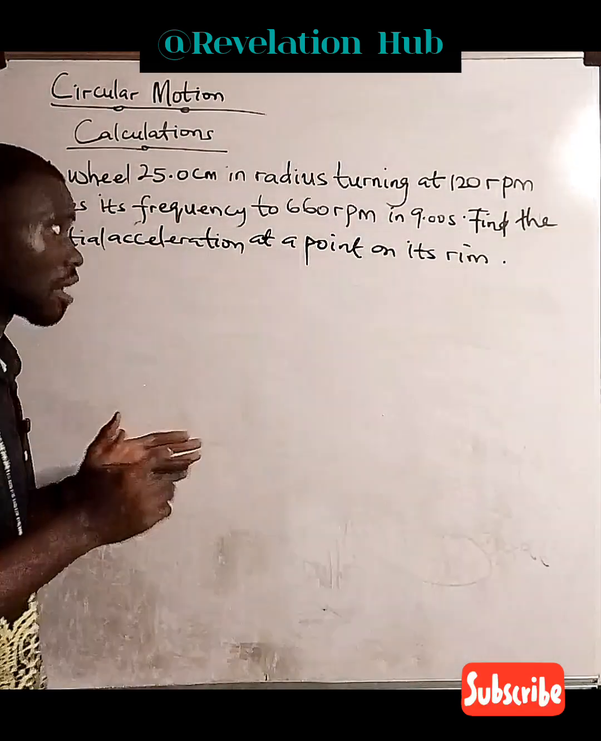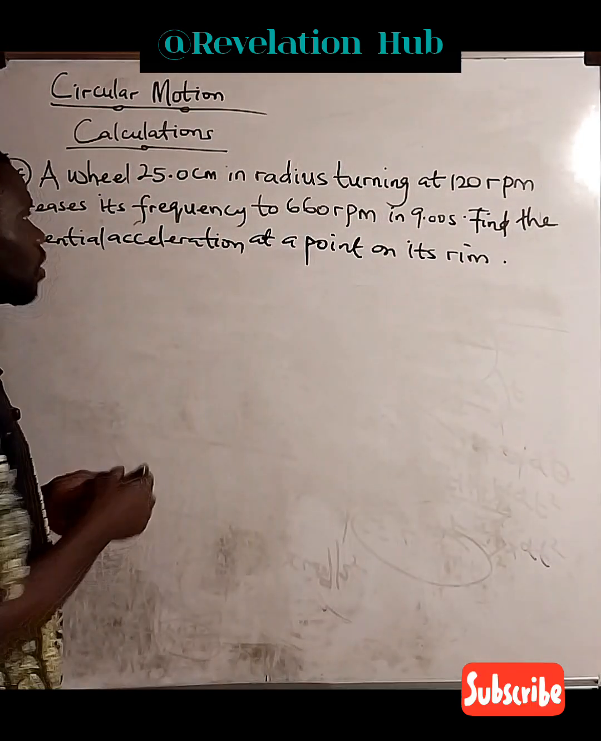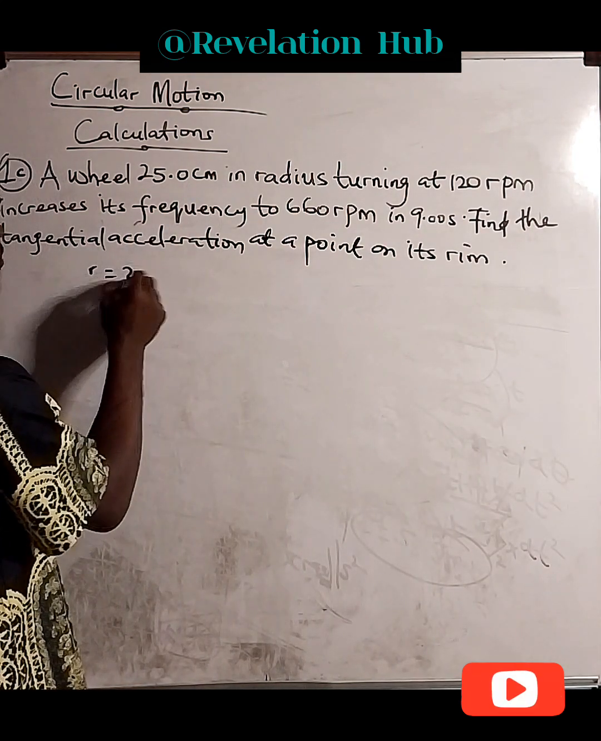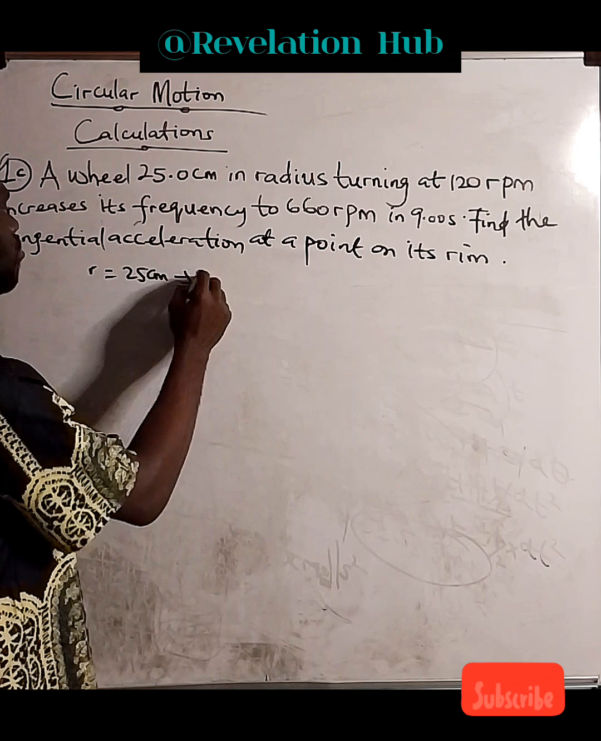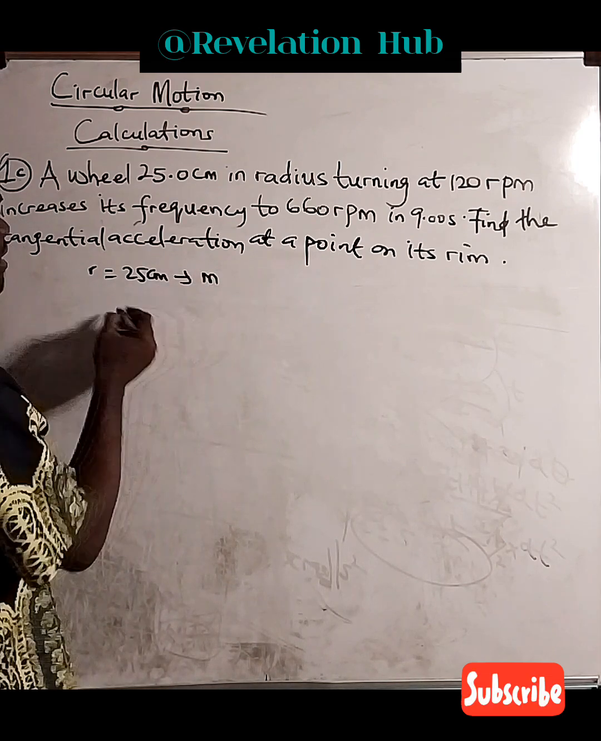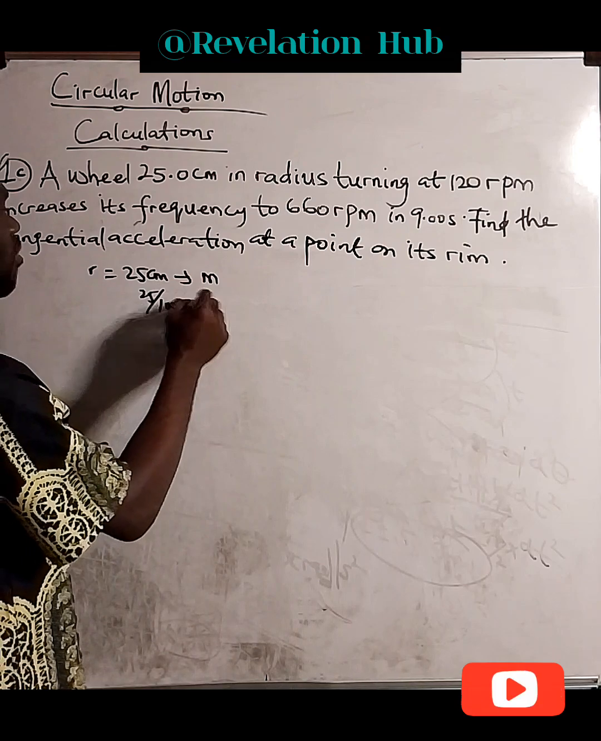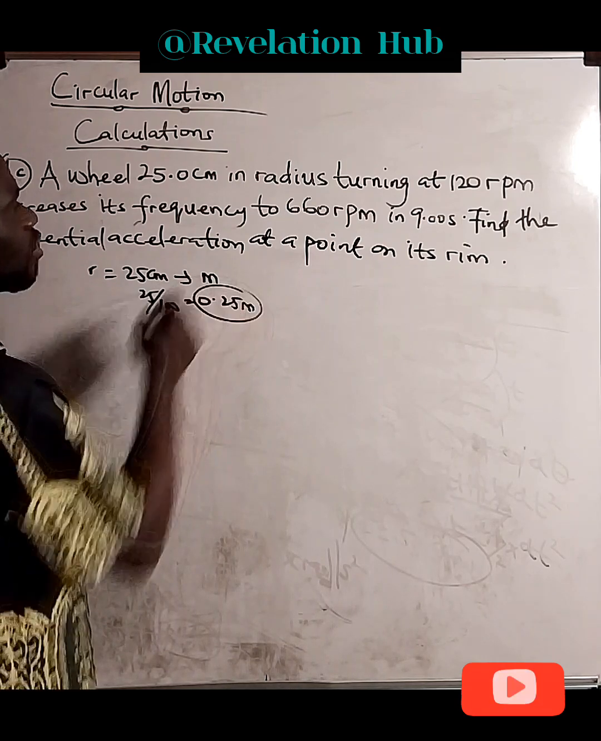First of all, let's bring out our parameters. Here we're talking about a wheel with this radius. What's the radius of the wheel? The radius of the wheel is 25 centimeters. We're going to move this to meters. How do we do that? We divide it by 100, since 100 centimeters is 1 meter. So 25 divided by 100 gives us 0.25 meter. That's the radius we have.